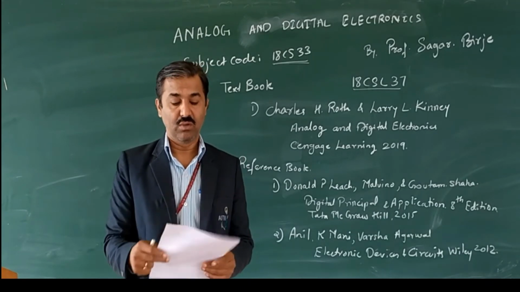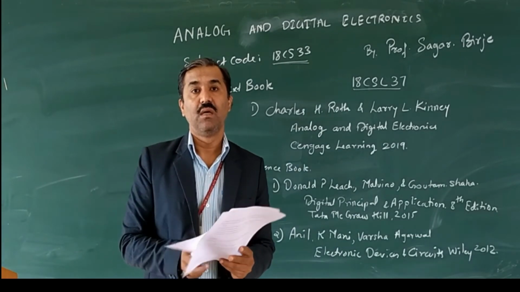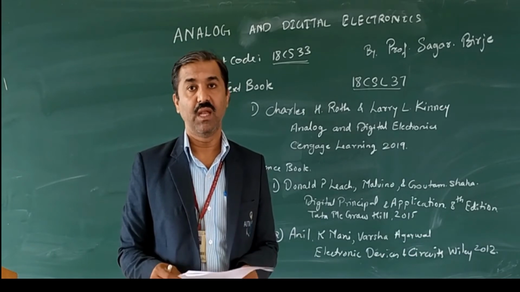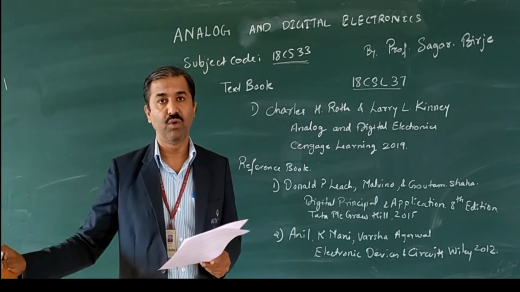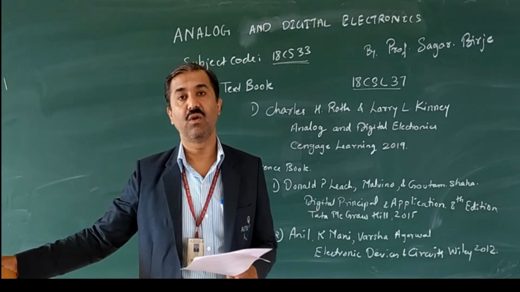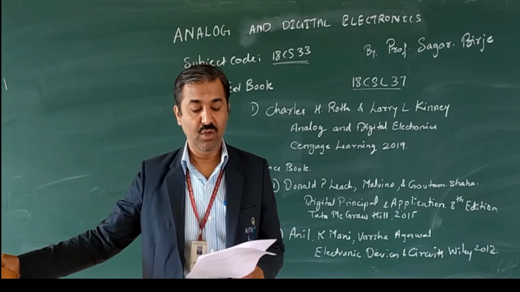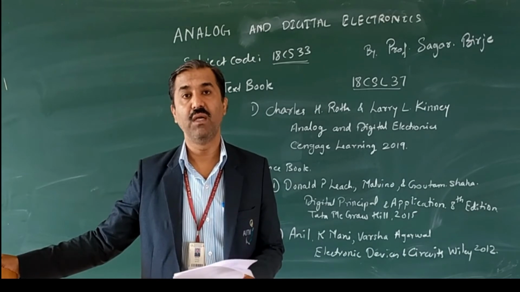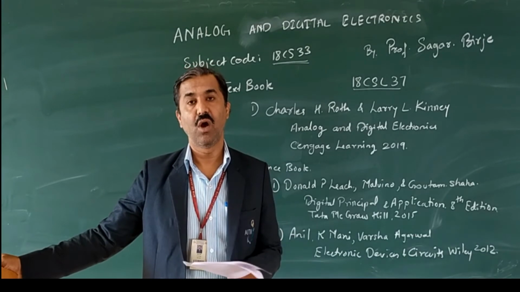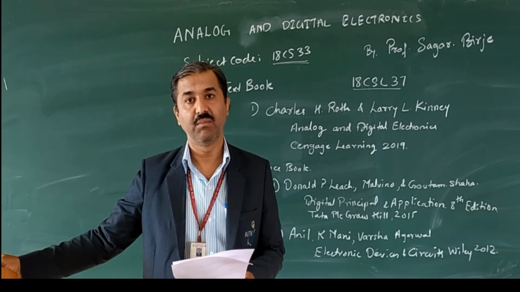So to start with the syllabus that you have. As you all know, this is an 18 scheme syllabus, and you have 5 modules. As I told you, this is the analog and digital electronics subject, so you have 2 parts covered in this subject. The first module talks about the analog part, which covers photodiodes, op-amps, and IC 555 timers.